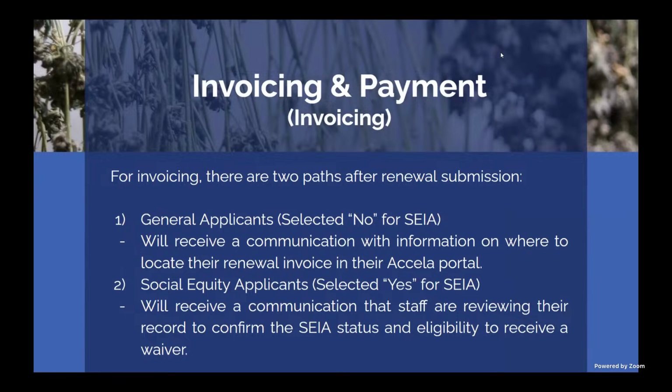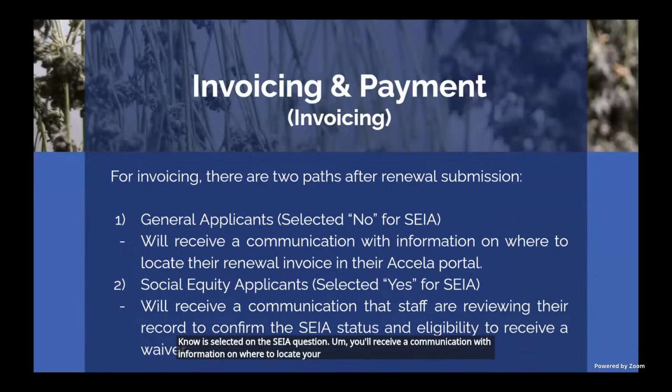For invoicing, there are two paths after the renewal submission. A renewal record is treated as a general application if no is selected on the SEIA question. You'll receive a communication with information on where to locate your renewal invoice in your Excel portal.